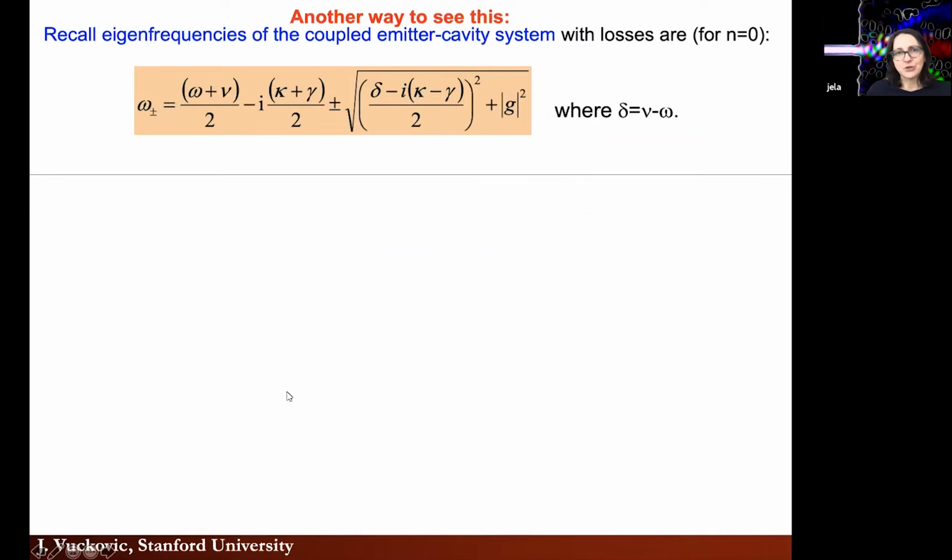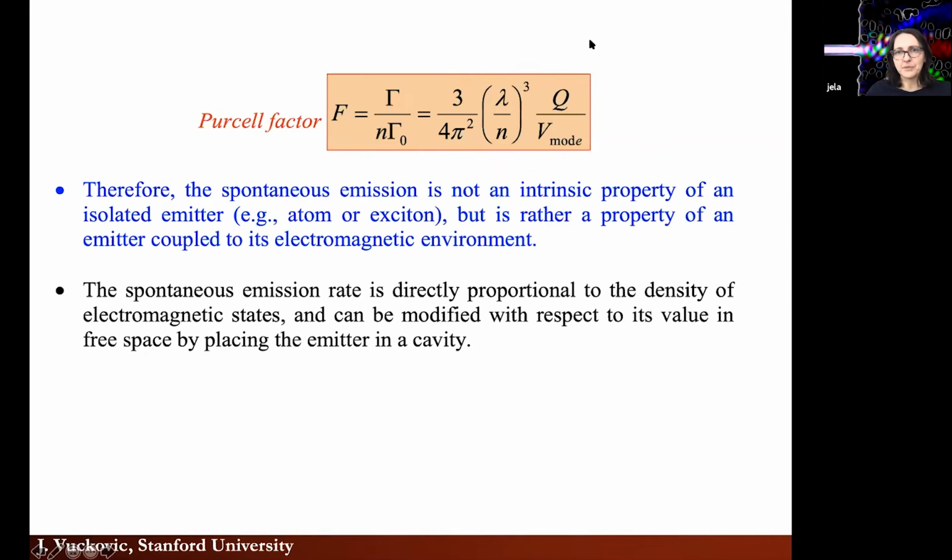I just said before the break that when you have an atom coupled to the cavity, the spontaneous emission rate can be enhanced by the Purcell factor, and the maximum enhancement is given here. And of course, keep in mind that this is just a number, it has no units. The Purcell factor has no units because Q is unitless and mode volume is in units of lambda cubed.